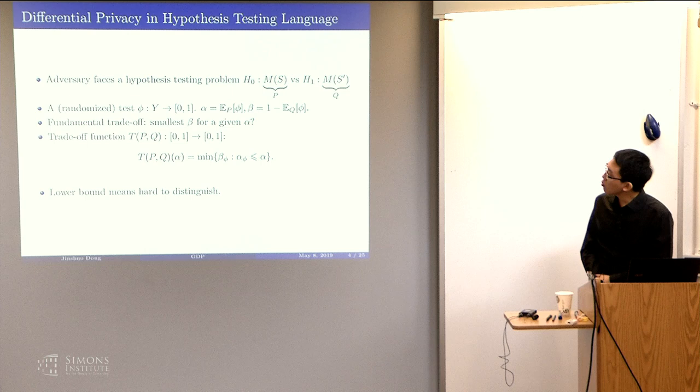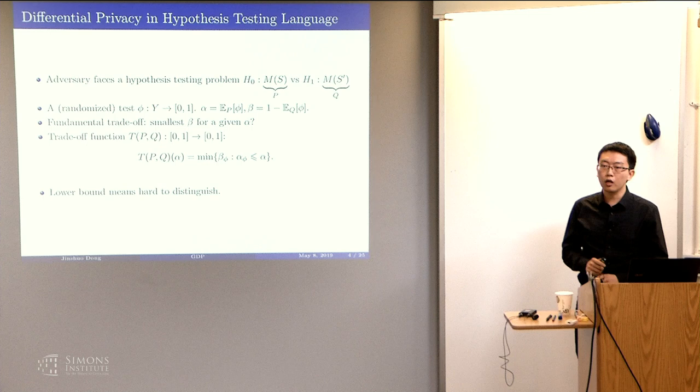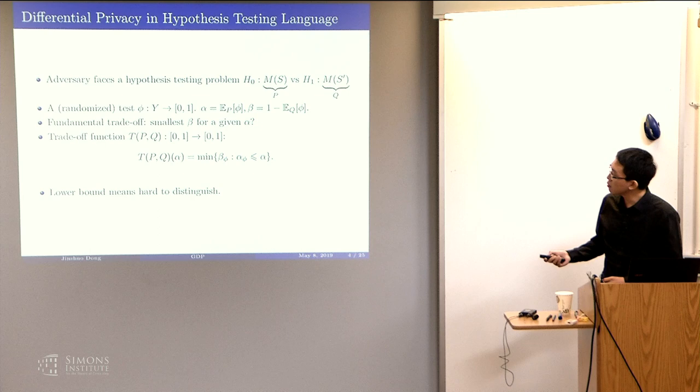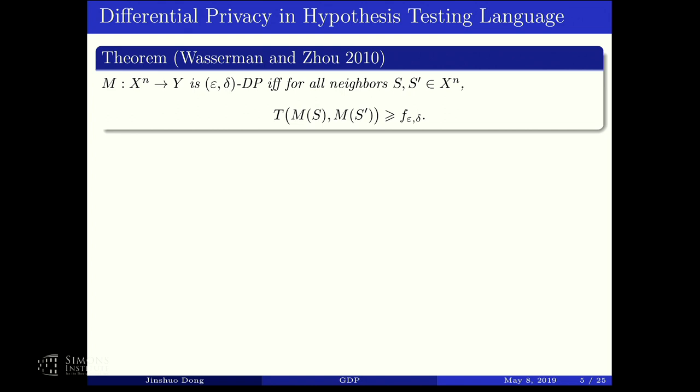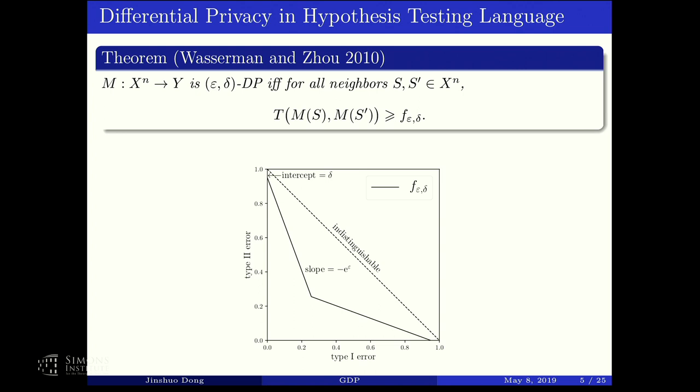If we put a lower bound on this function, then it means we cannot achieve a small type 2 error. That means the problem is hard to distinguish. So here comes the observation of Larry Wasserman and Shuheng Zhou almost a decade ago, that a mechanism is epsilon-delta DP if and only if the trade-off of neighboring distributions is lower bounded by this function. This function looks like this. It's basically a piecewise linear function. We have this part because of the symmetry of S and S prime. When you switch S and S prime, you switch the null and alternative hypothesis, and hence you switch type 1 and type 2 error. So if you have this, then you definitely have this.